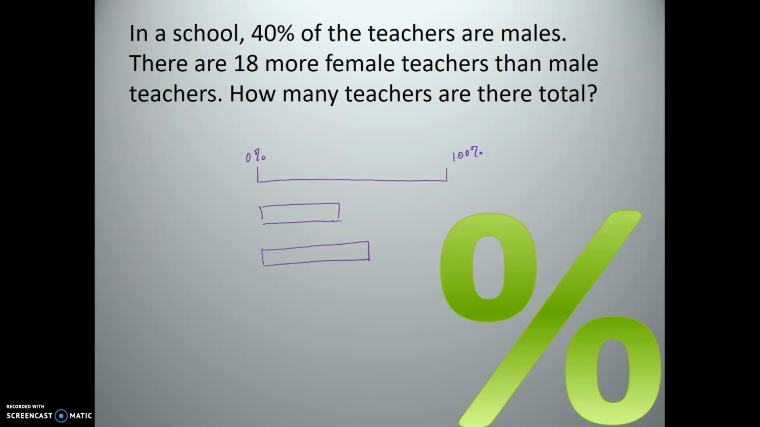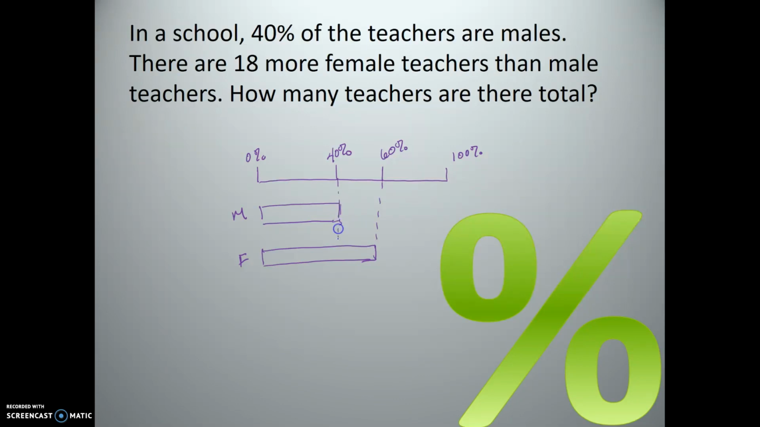It says that 40% of the teachers are male. Let's mark this 40%. We're going to call this graph male, and we're going to call this graph female. Then it says there are 18 more female teachers than male. So obviously, if 40% of the teachers are male, then 60%, oh, that doesn't quite line up, does it? It should, though, so let's make it right. Okay, 60% of the teachers are female.